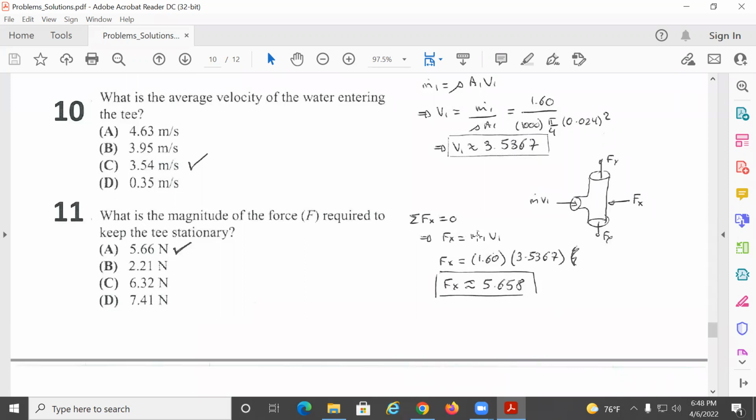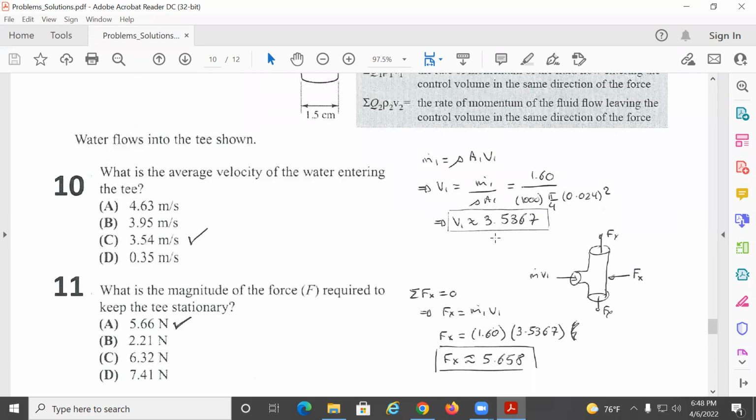Momentum: force is mass times velocity per unit time, which would be mass flow times velocity. So it looks like they give you the mass flow over here, 1.6, times V1, which is the velocity we calculated before, 3.5367. That gives you 5.658. Again, this force here should be equal to 0. So you have Fx here, if you look at the free body diagram, equal to M1 V1, okay?